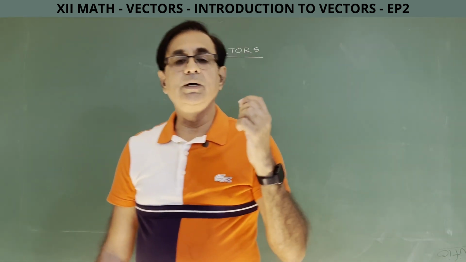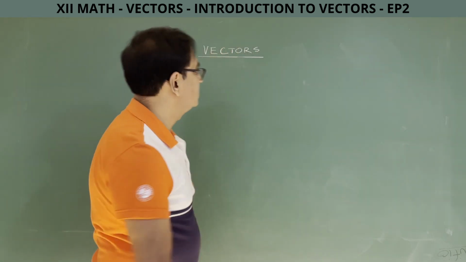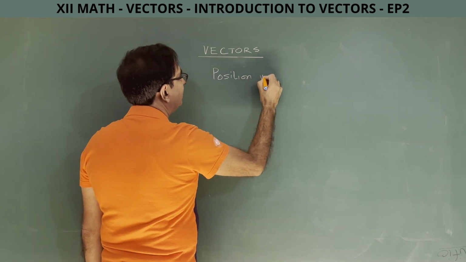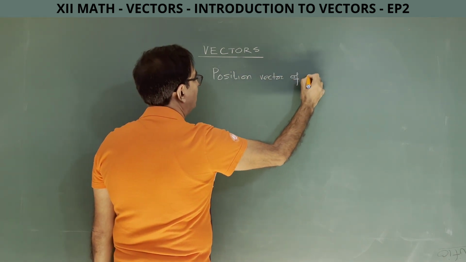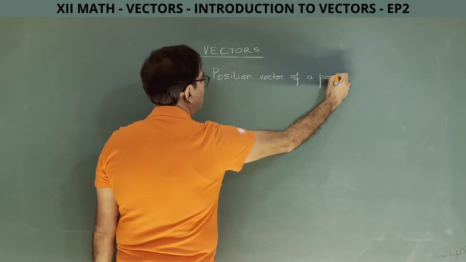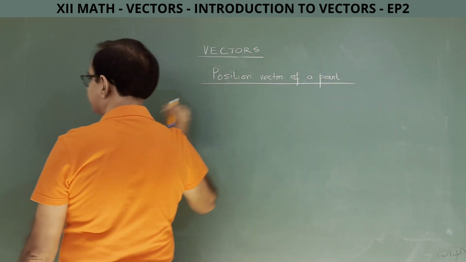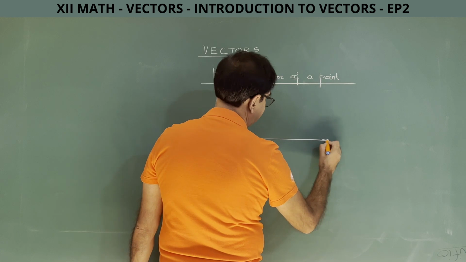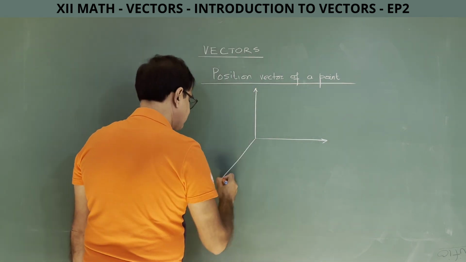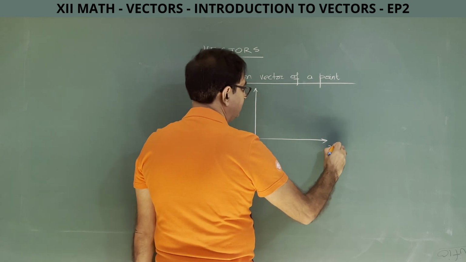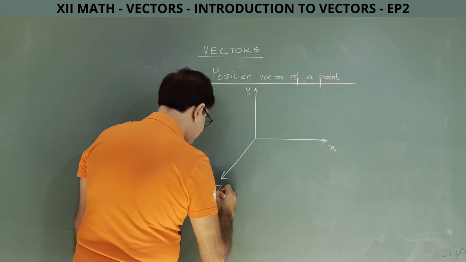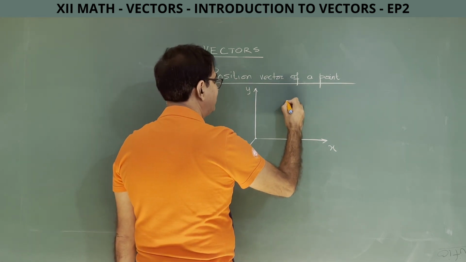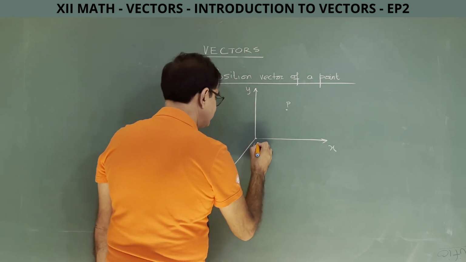Now, we talk about the most important aspect of vectors, which is called the position vector of a point. This will be used in almost each and every numerical. All right, let me draw x axis, y axis and z axis. This is a 3-dimensional coordinate system x, y and z, and they are all mutually perpendicular to each other. This is called origin. Now, suppose I have a point P here, and this is origin.